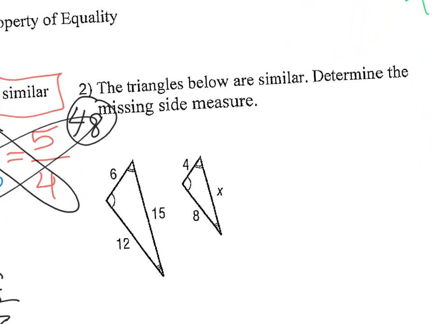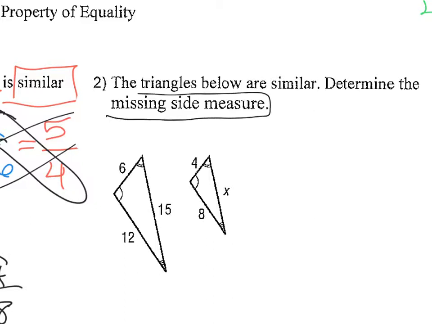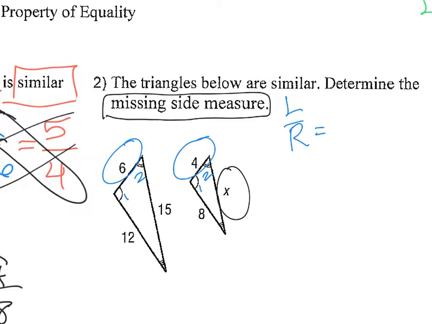Number 2, let's get rid of some of this. Okay, the triangles below are similar. Determine the missing side measure. So in this case it is X. So we can go left to right. If I go left to right, I can pick 6, which is between angle 1 and 2. So what's between angle 1 and 2 on my smaller triangle? 4. So I'm gonna go 6 to 4.